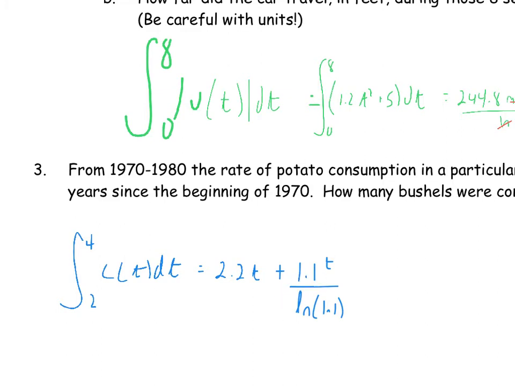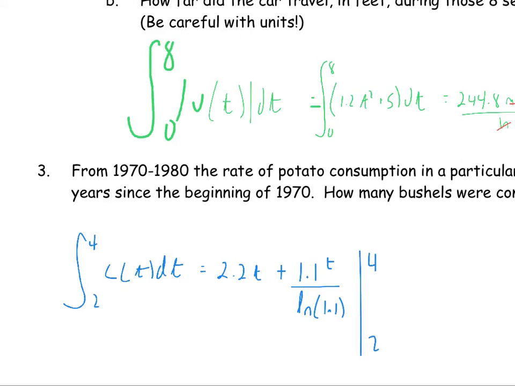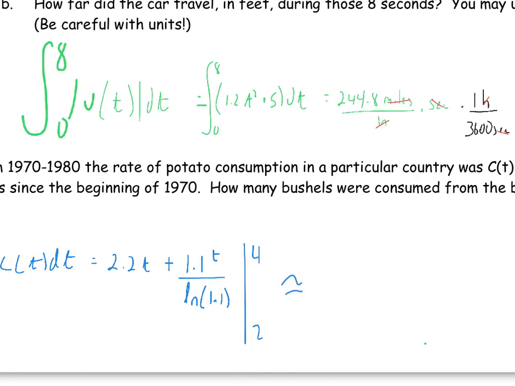When you do the derivative of something like this, you have to multiply by natural log of 1.1. So remember, it's a to the u times natural log of a for the derivative. So when we do the antiderivative, we must divide. And we evaluate that from 2 to 4, and you get approximately 7.066 million bushels of potatoes.